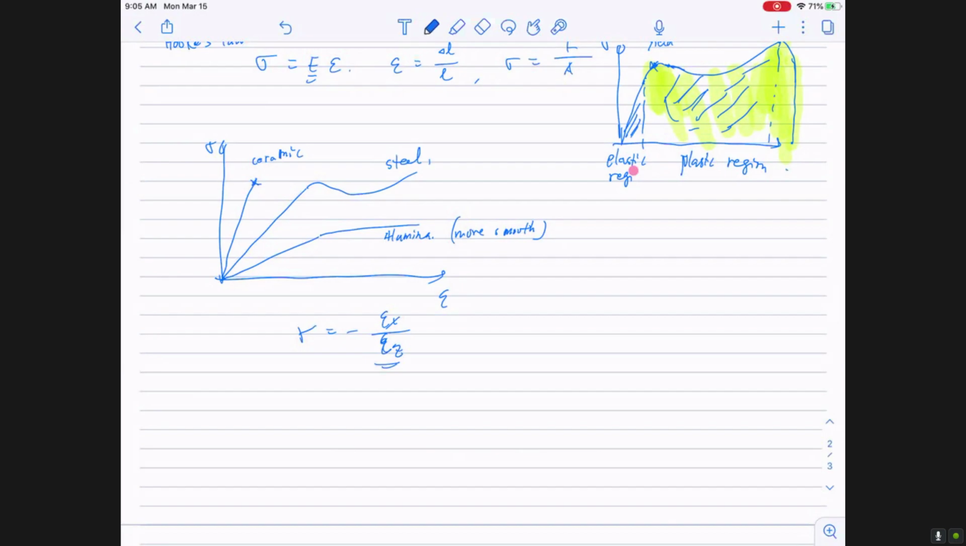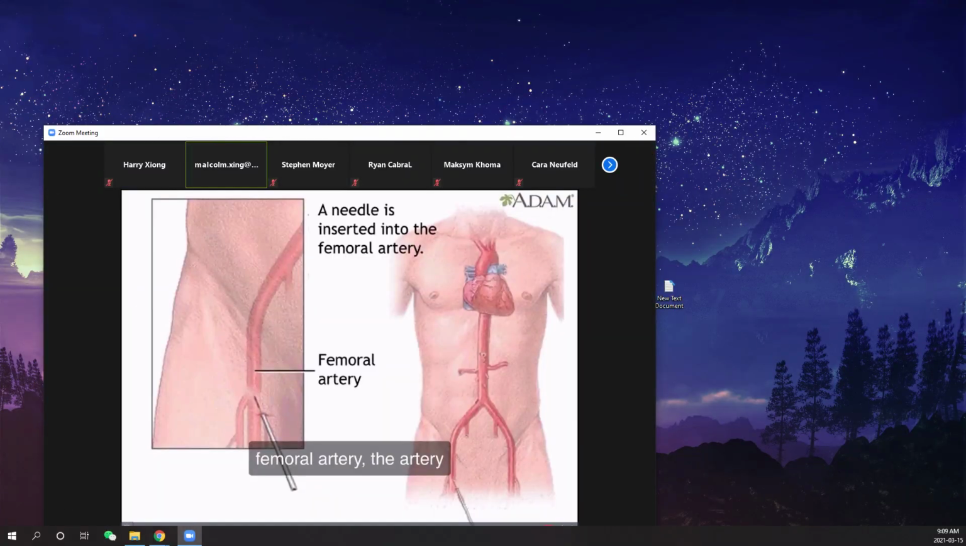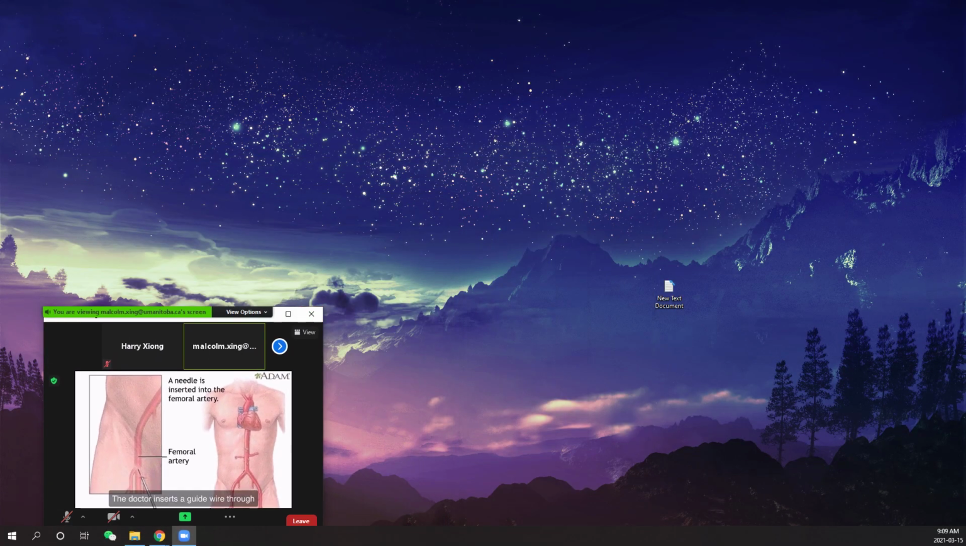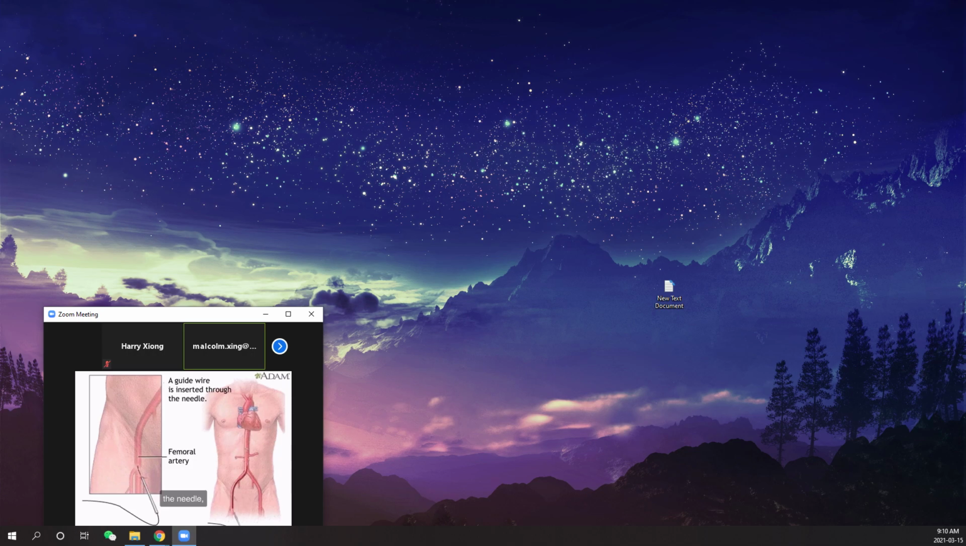PTCA, or percutaneous transluminal coronary angioplasty, is a minimally invasive procedure that opens blocked coronary arteries to improve blood flow to the heart muscle. First, a local anesthesia numbs the groin area. Then, the doctor puts a needle into the femoral artery, the artery that runs down the leg. The doctor inserts a guide wire through the needle, removes the needle, and replaces it with an introducer, an instrument with 2 ports for inserting flexible devices.